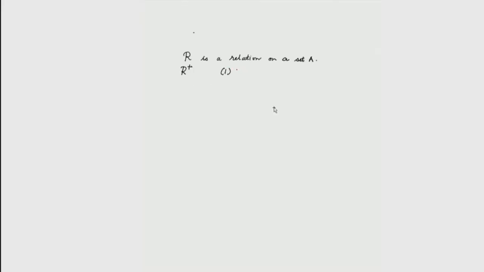then we call the transitive closure of R another relation which we denote by R plus, such that R plus is transitive, R is contained in R plus, and R plus is the smallest transitive relation containing R.